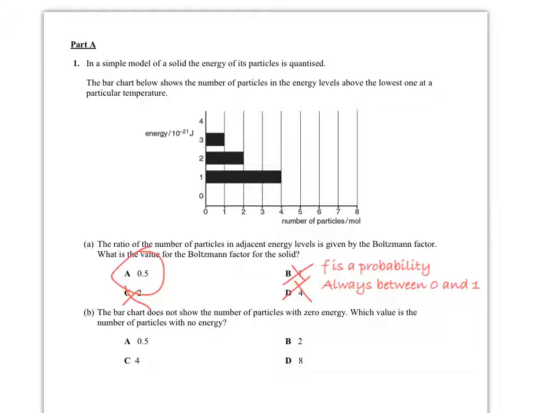And then we're told that the bar chart doesn't show the number of particles with 0 energy, or at the 0 level. So remember that we're quantizing, discretizing our energy levels here. So if we've gone from 4 to 2 and then 2 to 1, we're obviously decreasing by a factor of half. Work the other way, we're timesing by 2. So the number of particles with this energy here is going to be 8. So most of us got that, so the answer is 8.